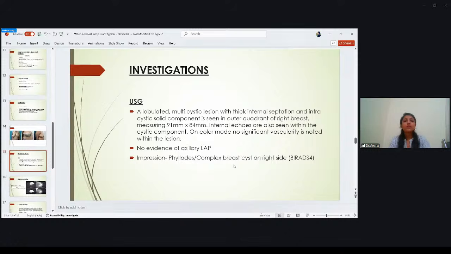On ultrasound, we got this finding: a lobulated multicystic lesion with thick internal septations and intracystic solid component seen in outer quadrant of right breast, measuring 9.1 into 8.4 centimeters. Internal echoes are also seen within the cystic component. On color mode, no significant vascularity noted within the lesion. No evidence of axillary lymphadenopathy noted. And the final impression of ultrasound report was phyllodes, query complex breast cyst on right breast. That is BIRADS 4 lesion.